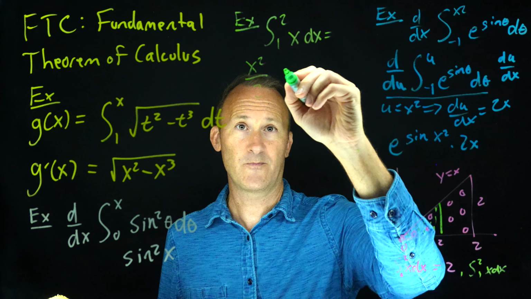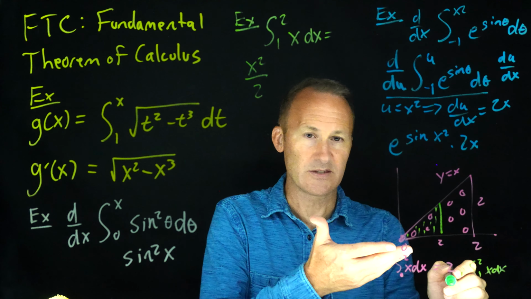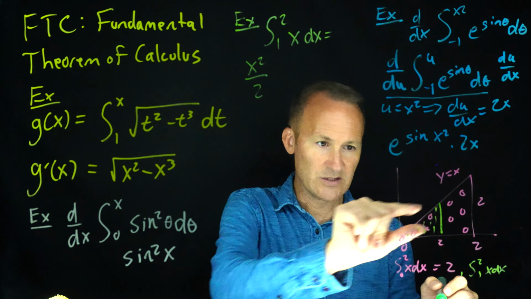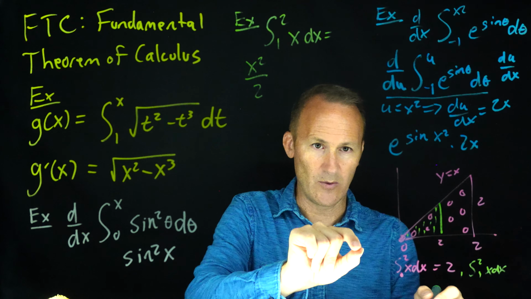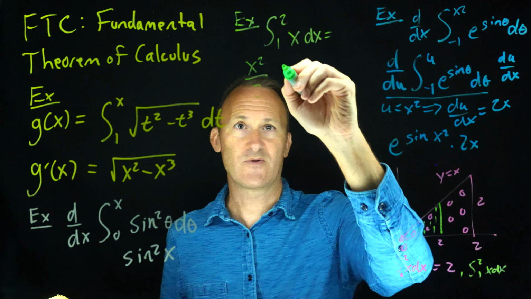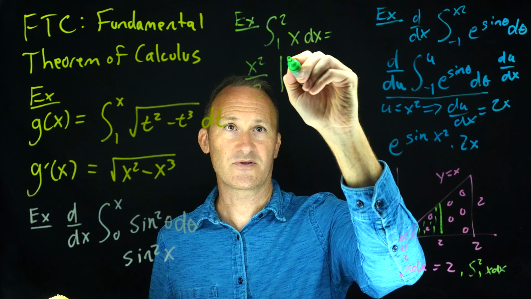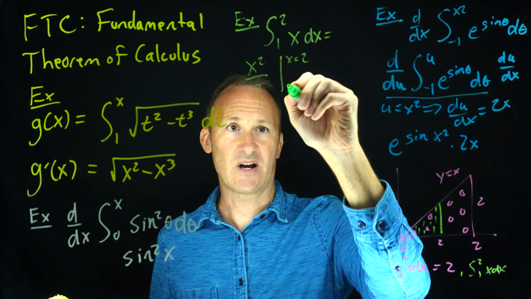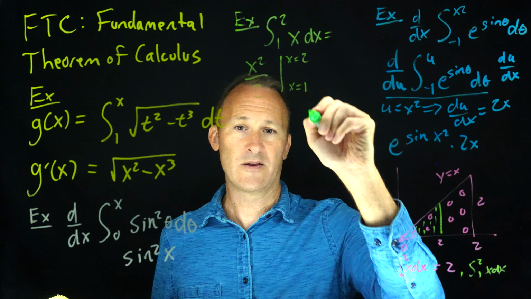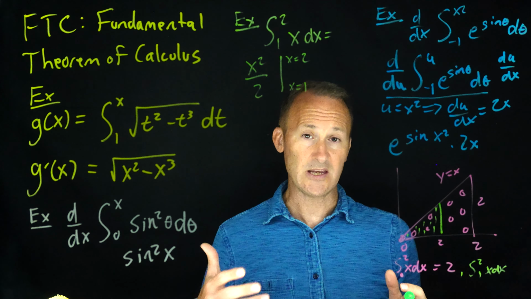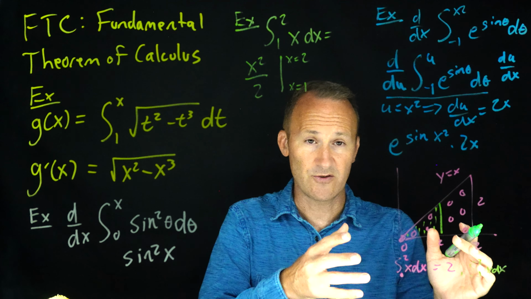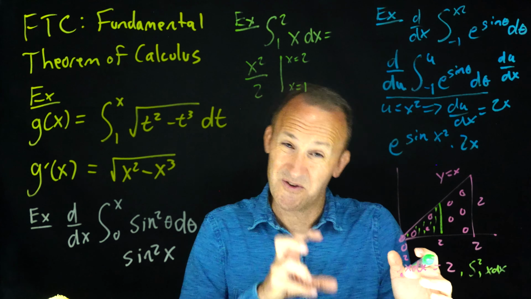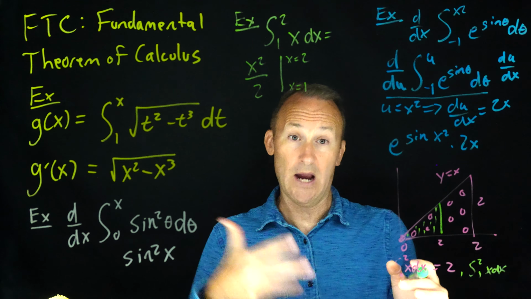evaluate this integral at 2 minus the integral at 1, okay? So that's how you do it. You evaluate it at x equals 2, you subtract out x equals 1. And the point is that if you add a plus c, and you evaluate it at 2, and then you evaluate at 1, those c's are actually going to cancel out.